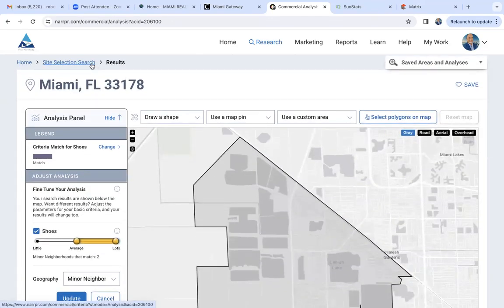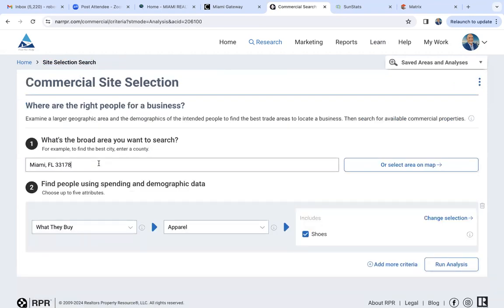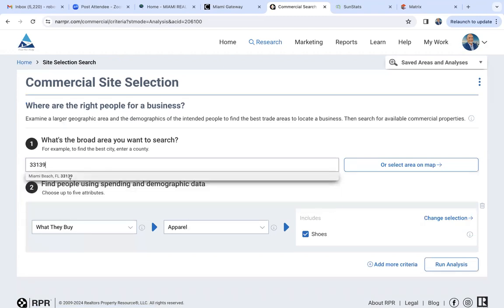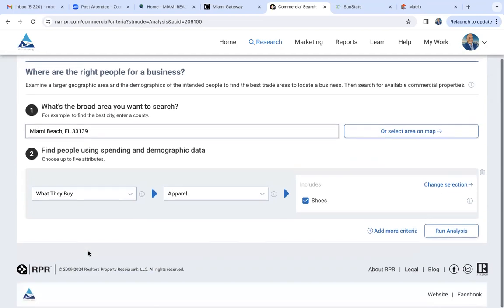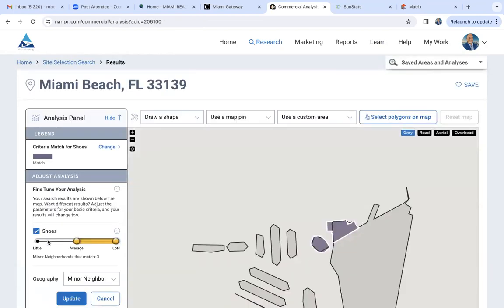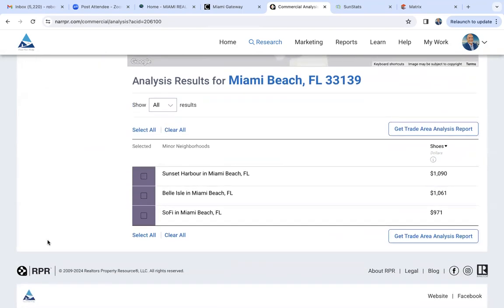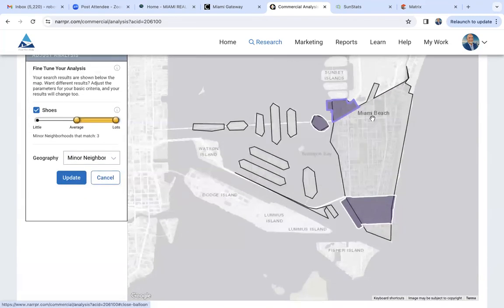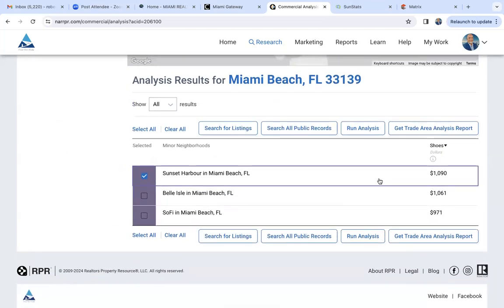So let's move out of Doral. Let's go here and let's go to, say, 33139, which is South Beach. All right. Let's go and run the analysis in South Beach. All right. So the area known as Sunset Harbor, Miami Beach, right, which is this area right there, spends on average $1,090 a year on shoes. So a little less than $100 per month on shoes.